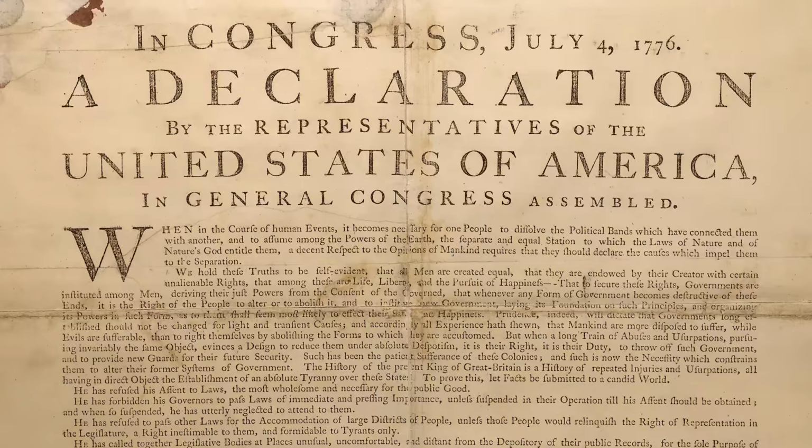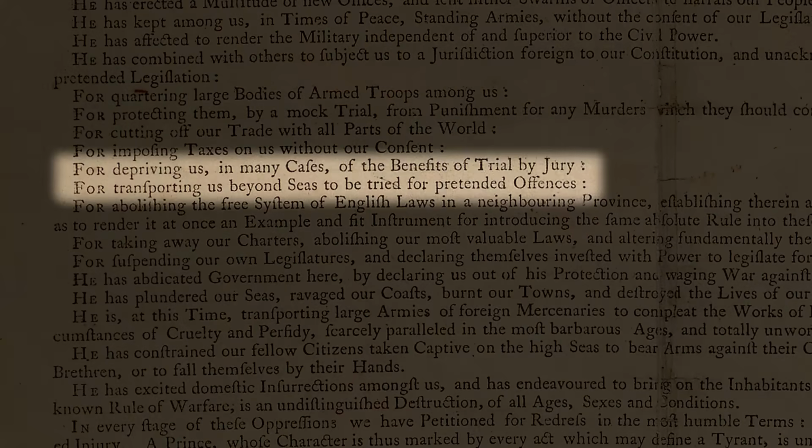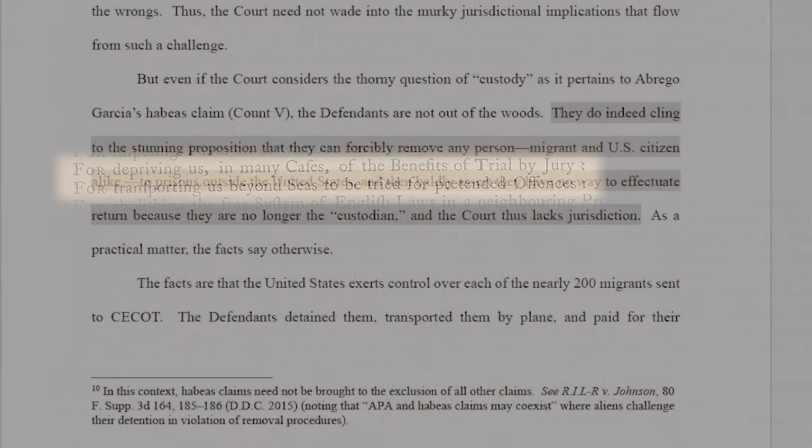Which, by the way, is one of the things that was specifically mentioned in the long train of abuses in the Declaration of Independence. They specifically wrote for transporting us beyond seas to be tried for pretended offenses. That was in our Declaration of Independence. That was one of the reasons they were declaring independence, because they weren't giving people jury trials. They weren't even charging people. And they were imposing taxes that were under the jurisdiction of admiralty courts that also didn't have jury trial. So they were basically just doing whatever the hell they wanted, whenever the hell they felt like.